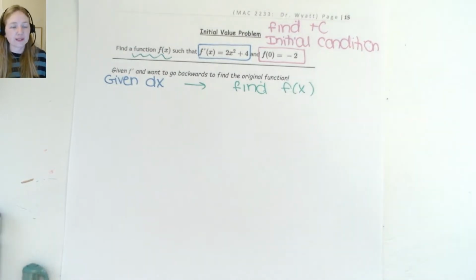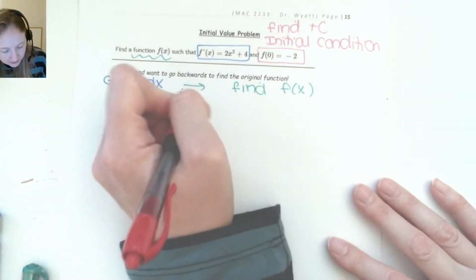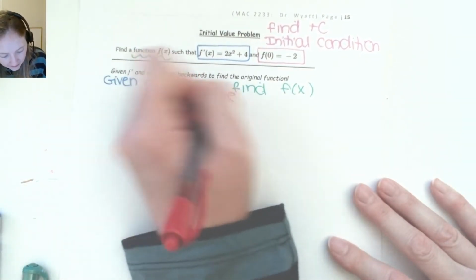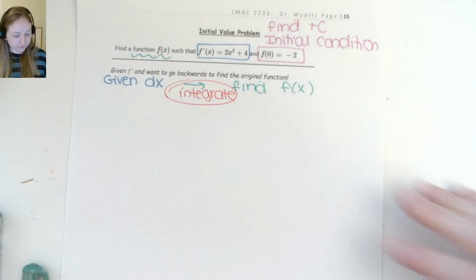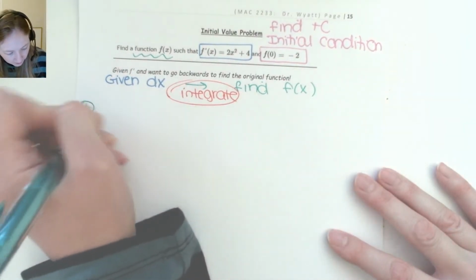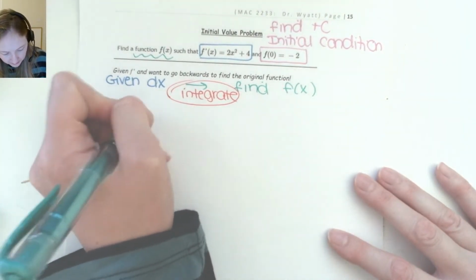So the whole deal is the antiderivative is the opposite of the derivative. So the way that we're going to go from the derivative backwards to the original function is by integrating. So that is our very first step, is recognizing that this is in fact an integration problem, and it's an integration problem because we were given a derivative and we need to go back to that original function. So step one is going to be to integrate, and we're just going to integrate the derivative.